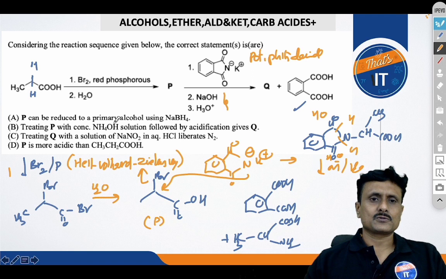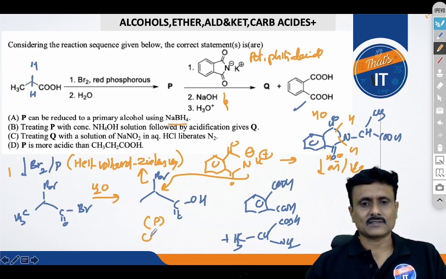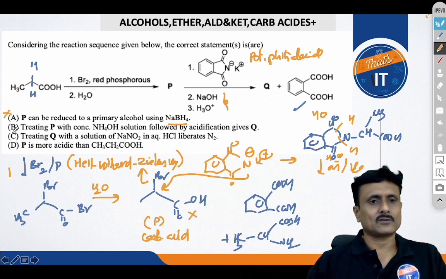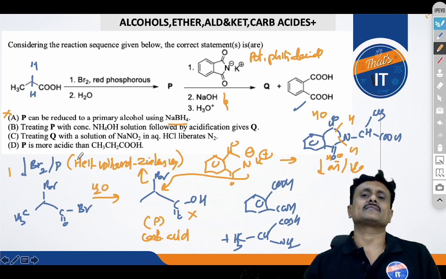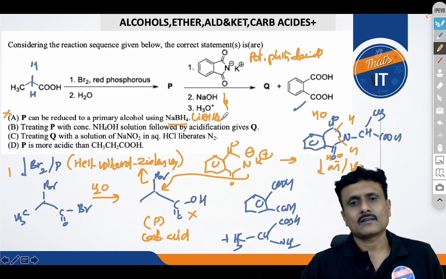P can be reduced to a primary alcohol using sodium borohydride. You know, since this is a carboxylic acid, reduction is not possible. So A is not correct. You know that carboxylic acids are reduced to primary alcohols by using lithium aluminum hydride.